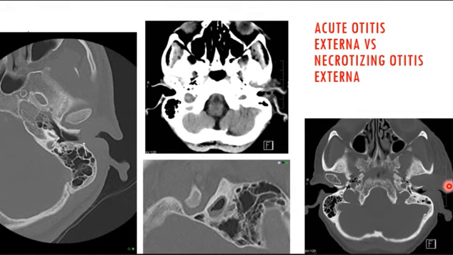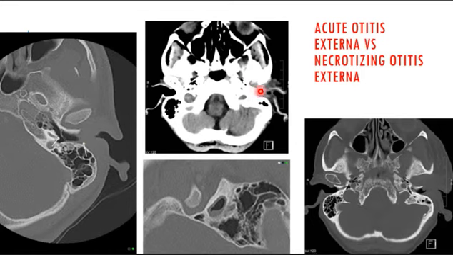This is on the left side, we have the simple acute otitis externa, or the swimmer's ear. Look, it's only involving the external, membranous and cartilaginous part of the external auditory canal, and it's not involving the bony part of the external auditory canal. It's intact, and it's only involving the thickening and narrowing of the canal with the thickening of the pinna.